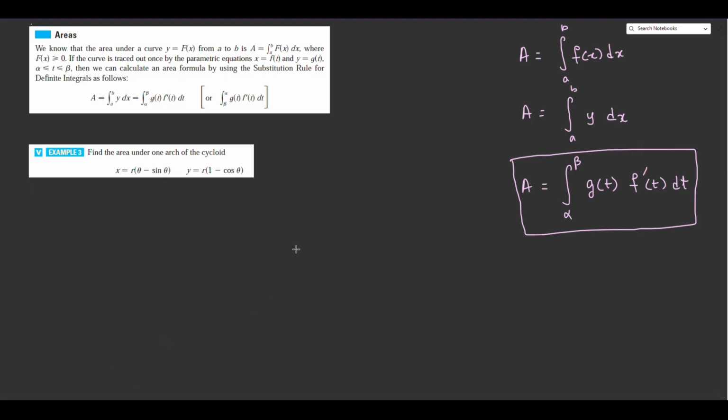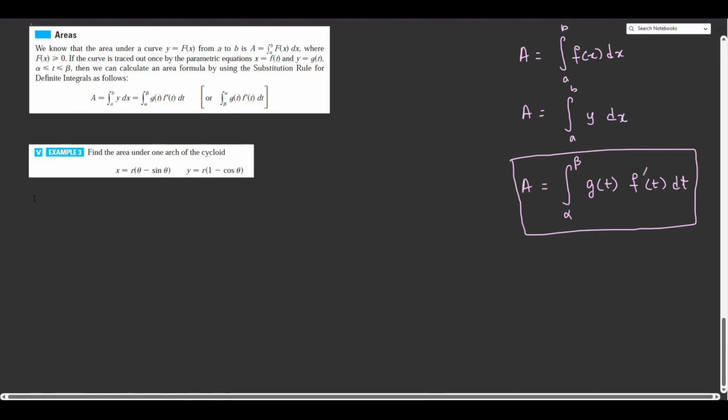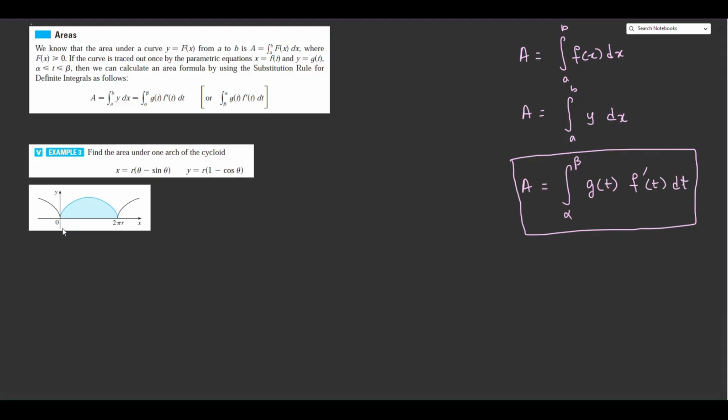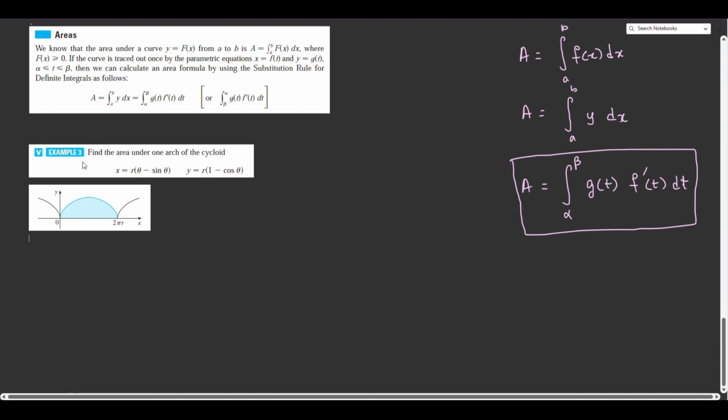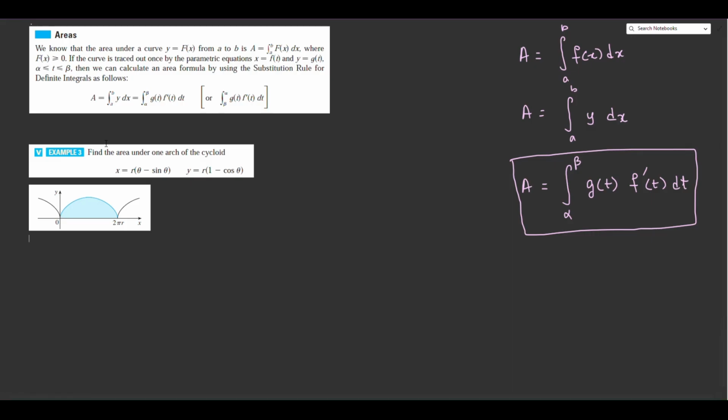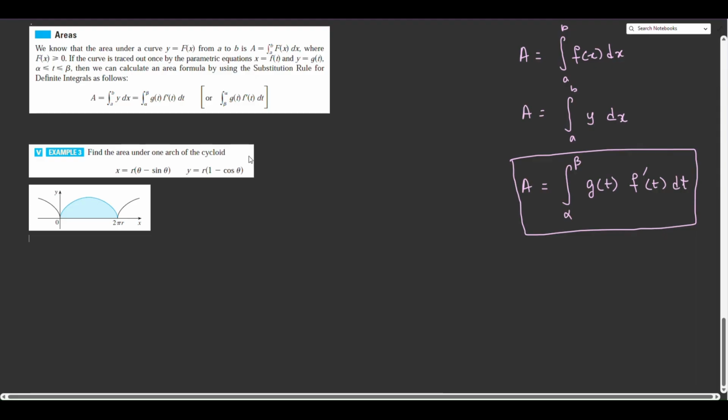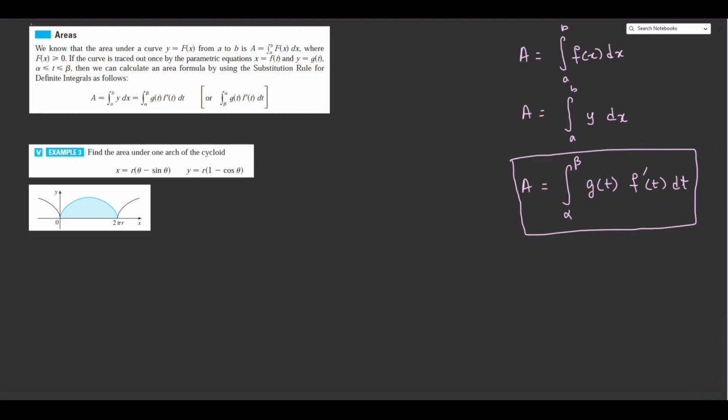So what does this represent? If you make a sketch of this, we are going to get this shape. We want to find the area under the curve of one arc of the cycloid. So we will use this formula to find it.